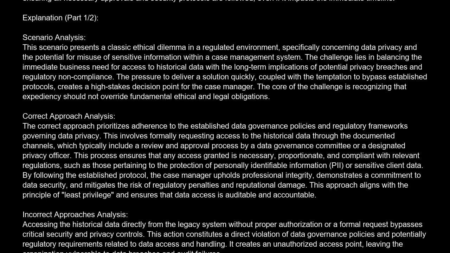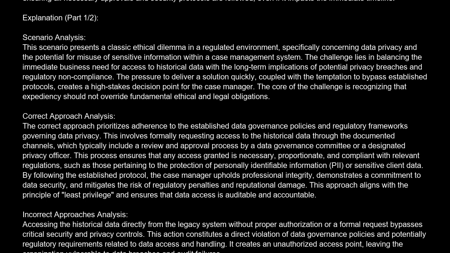The core of the challenge is recognizing that expediency should not override fundamental ethical and legal obligations. Correct approach analysis. The correct approach prioritizes adherence to the established data governance policies and regulatory frameworks governing data privacy. This involves formally requesting access to the historical data through the documented channels, which typically include a review and approval process by a data governance committee or a designated privacy officer. This process ensures that any access granted is necessary, proportionate, and compliant with relevant regulations, such as those pertaining to the protection of personally identifiable information, PII, or sensitive client data.